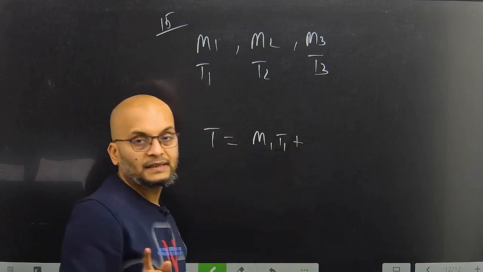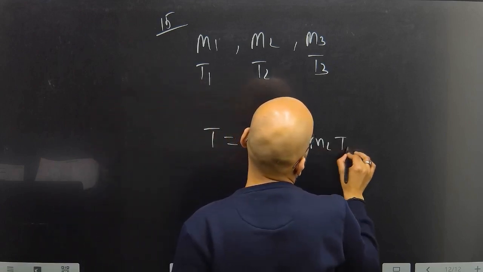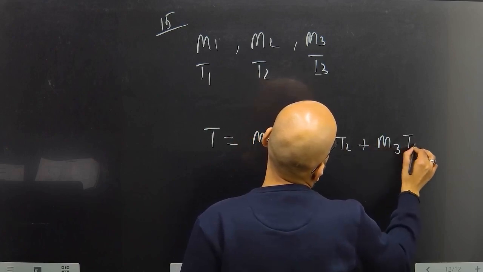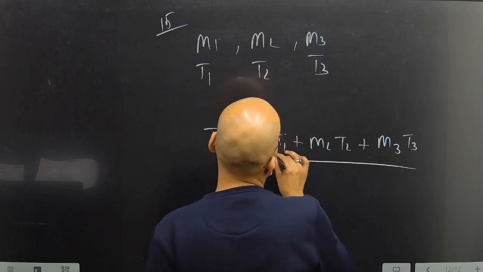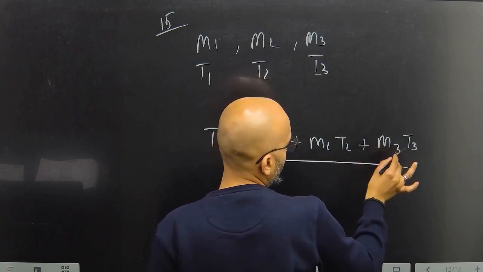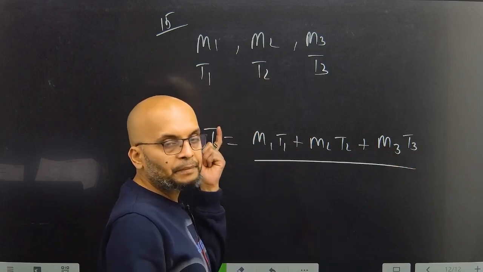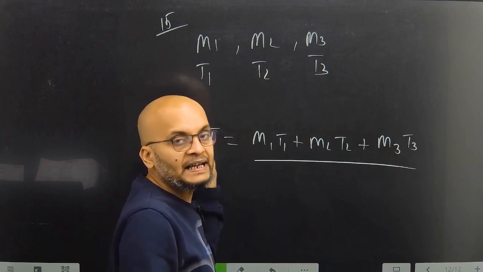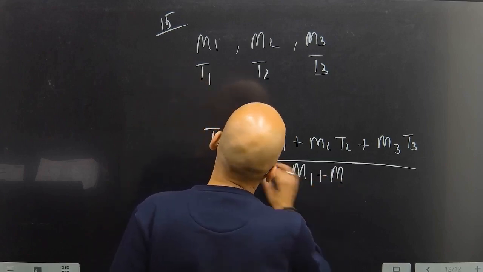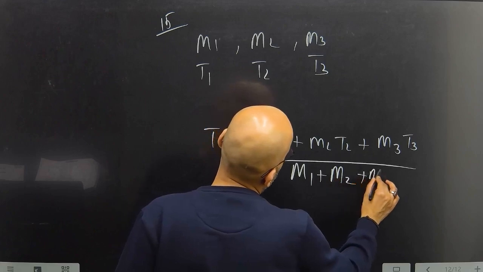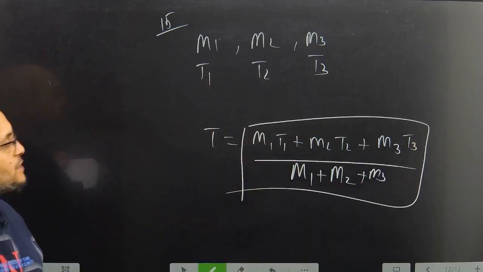MC delta theta. So that's the state before the contact was established. After the contact, it is M1 plus M2 plus M3 into T, if T is the equilibrium temperature. We need to find the equilibrium temperature. I will transfer M1 plus M2 plus M3 here. That's the answer. So it is option B.